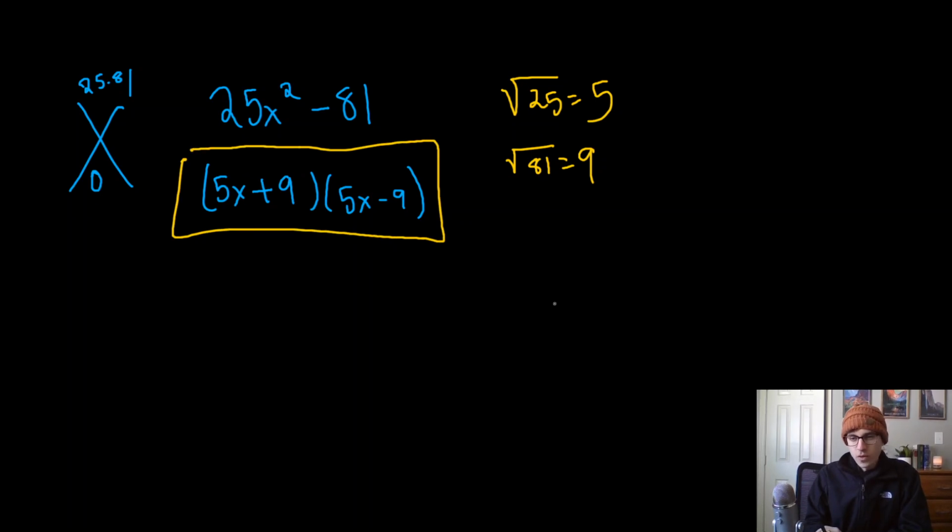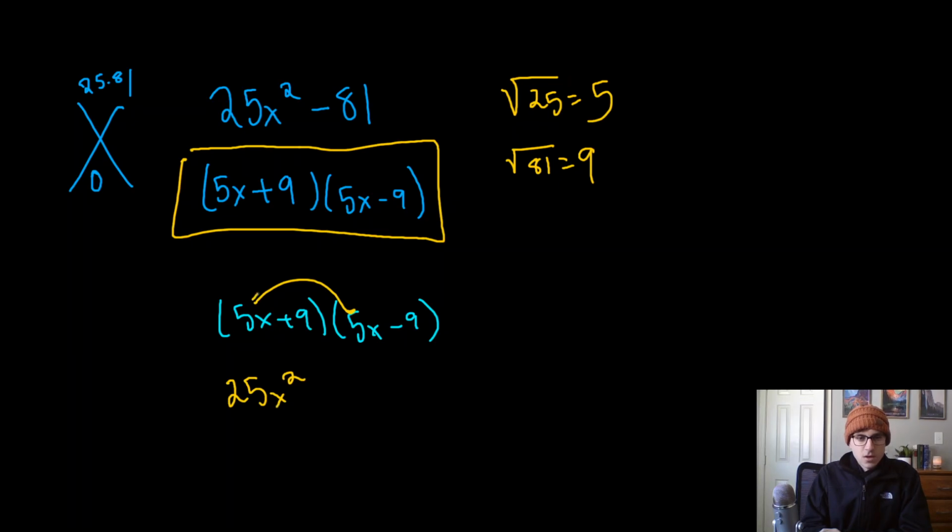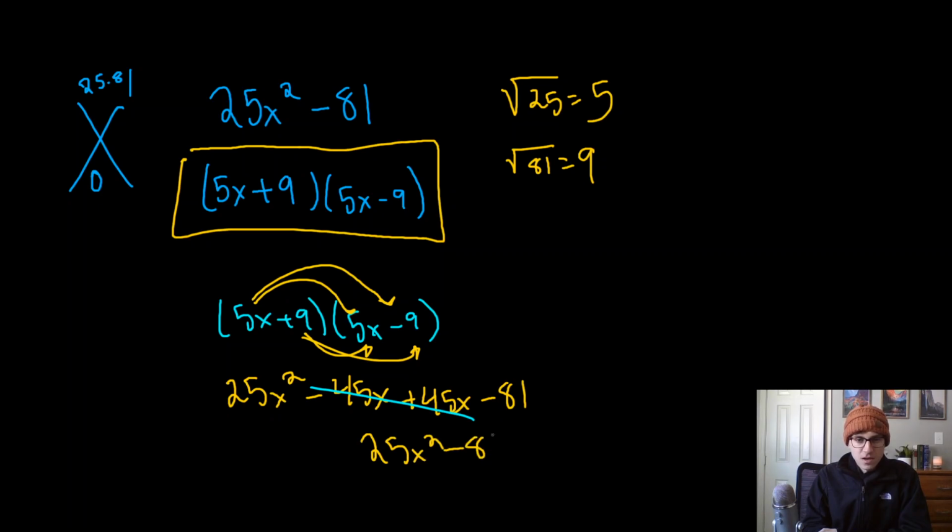If you actually do FOIL that out, or multiply that out, rather, 5x plus 9 times 5x minus 9: 5x times 5x is 25x squared. 5x times negative 9 is negative 45x. 9 times 5x is plus 45x. And 9 times negative 9 is minus 81. These in the middle cancel out, and I'm left with 25x squared minus 81. And that's what we started with, so we feel pretty good about how we factored that out.